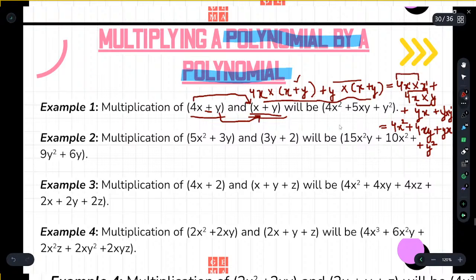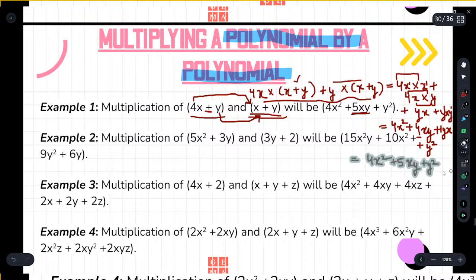This is our answer. How come 5xy is here? They have added all the like terms. Okay. How do we add them? 4x square, 4xy plus yx, or 4xy plus xy. 4 plus the coefficient of this one is 5 xy plus y square.